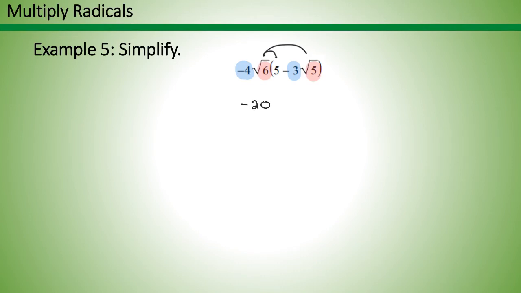Root 6 is on the inside. The next one, when I distribute this to here, I have -4 and -3. That's going to make a +12.